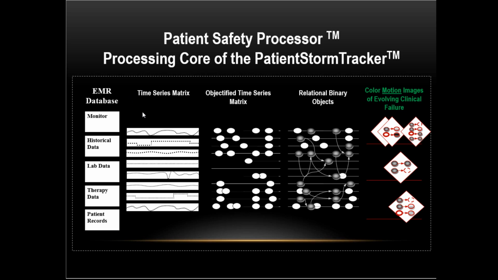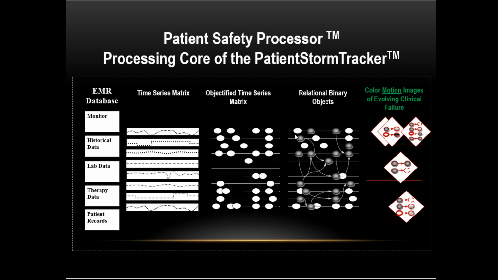Now each time series often may have an event, which we call a perturbation. For instance, this may be a fall in platelets, followed by a rise in platelets. There may be a change in a drug dose. There may be a slow drifting of values, such as a slow fall in hemoglobin. Each of these we call perturbations, and the perturbations are converted into objects. And now we have an objectified time series matrix of all these perturbations.